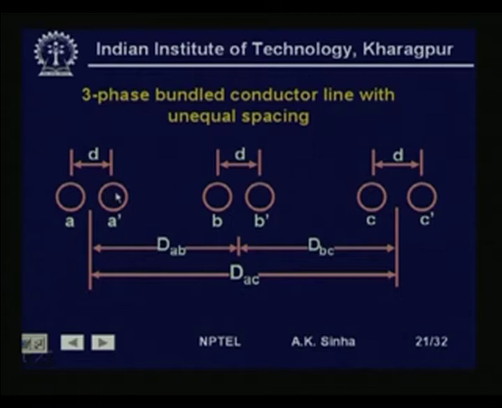Each conductor has a radius r. Here we are assuming that all the conductors have the same radius, and the bundle distance, that is the distance between the centers of the 2 conductors, is d. As we had said earlier, this d is generally much larger than r. It is normally 10 times r or more. In general, we have around 30 or 40 centimeters between the conductors for bundle conductor lines. So, d can be of the order of 30 to 40 centimeters, whereas the conductor radius will be of the order of 2 to 3 centimeters.